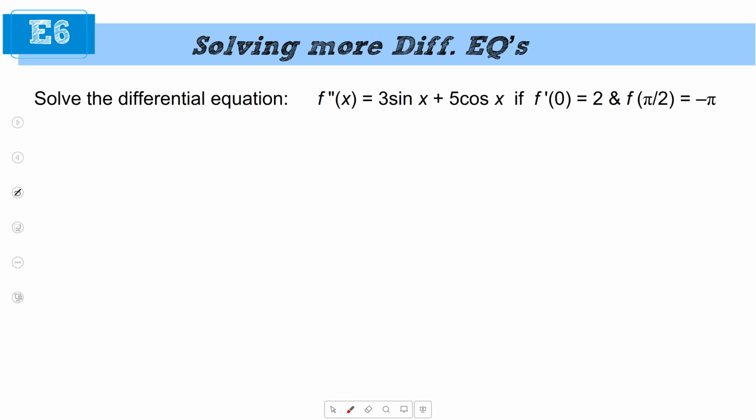Okay, so notice what I did here. We're gonna end on a high note. I'm giving you f double prime. What's the antiderivative of f double prime? F prime. What's the antiderivative of f prime? F. So you're working backwards to get to f.